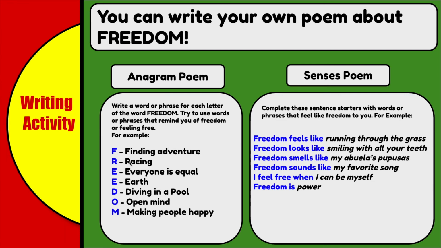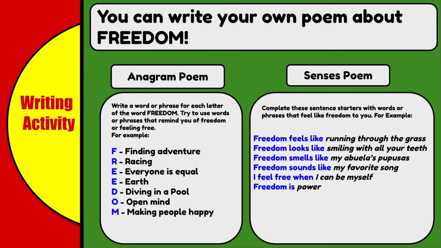For R, I said racing, because when I'm racing with my friends, I feel free. For E, I said everyone is equal. That reminds me of freedom. For the other E, I said earth, because when I think of earth, the place that allows us to be free, right? For D, I said diving in a pool, because when I jump off that diving board, friends, and plunge into that water, I definitely feel free. For O, I said open mind, because keeping an open mind reminds me of being free. And lastly, I use the M for making people happy.